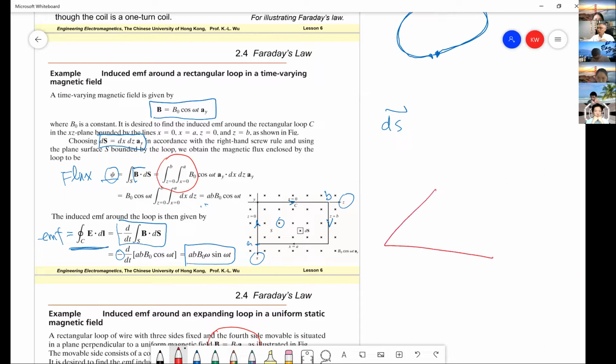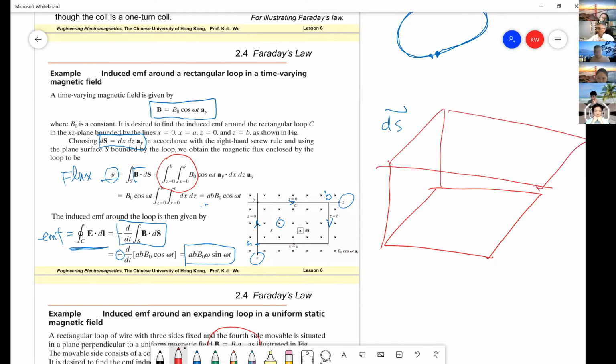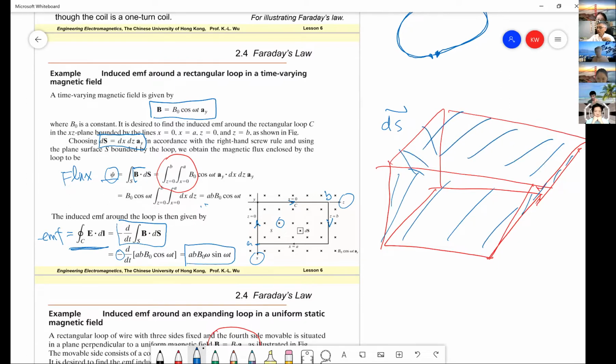If you really like a challenge question, you say, hey, I'd like to have a box, and this is my surface. But this is a complete surface, right? If you use this surface to deal with this contour, you must get the same result, right?